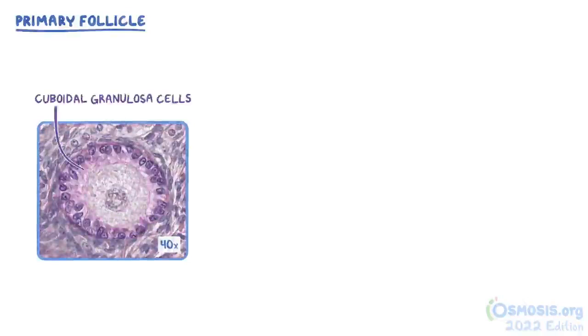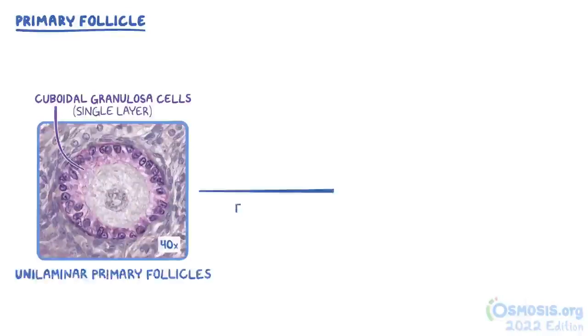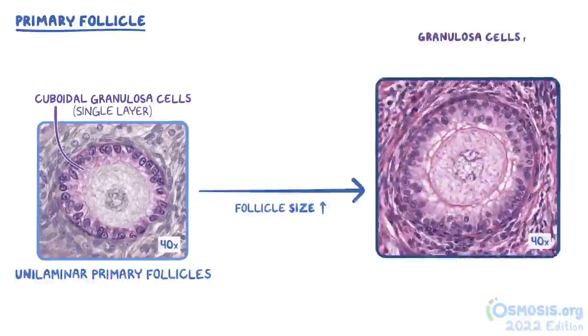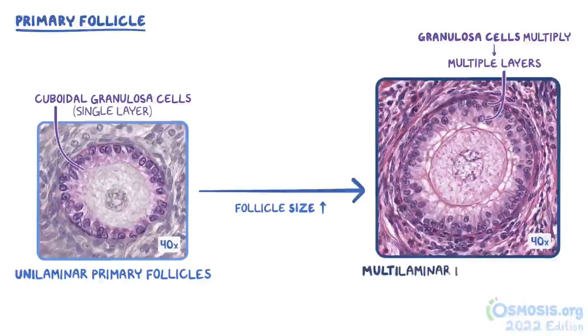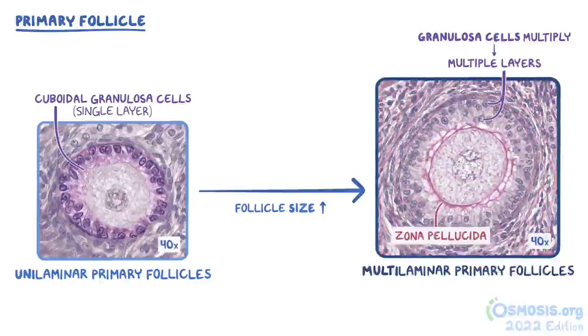When a primordial follicle continues developing, the next stage of follicular development is called the primary follicle. At this stage, the outer follicular cells from the primordial follicle have transformed into cuboidal granulosa cells. At first, the granulosa cells only form a single layer of cells, so these follicles are called unilaminar primary follicles. As the follicle size increases, the granulosa cells multiply and form multiple layers around the oocyte, making their name change to multilaminar primary follicles. At this stage, the eosinophilic zona pellucida is now more prominent and easier to identify, with multiple filaments that can be seen branching off the zona pellucida.